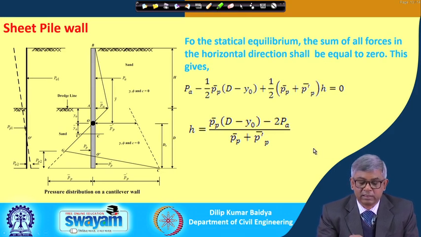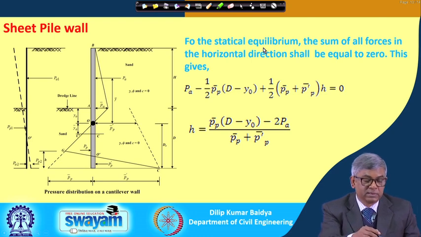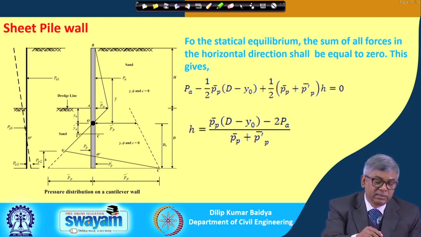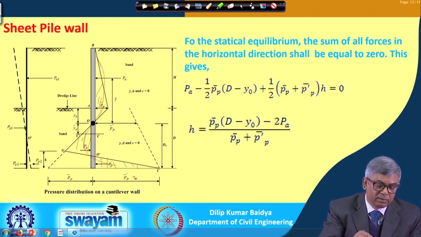Next part, you can see here, is the static equilibrium. If this is the pressure diagram, the effective pressure diagram, these are the final pressure diagrams. Because of the bending, the pressure will be on this side and then on this side. So, according to the bending shape of the wall, the pressure diagram will be like this.